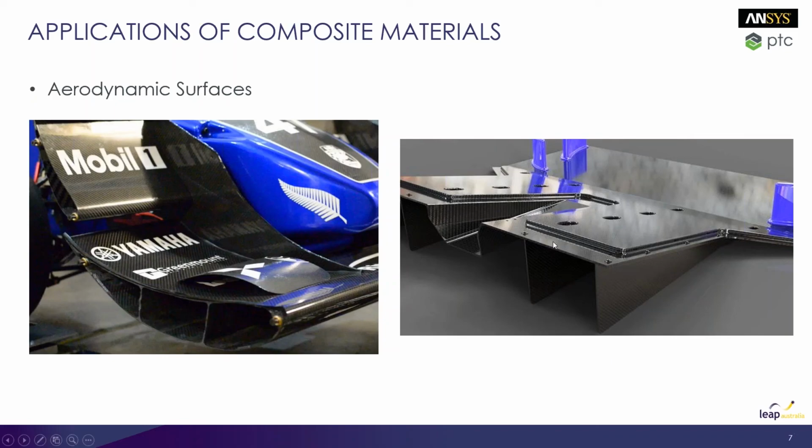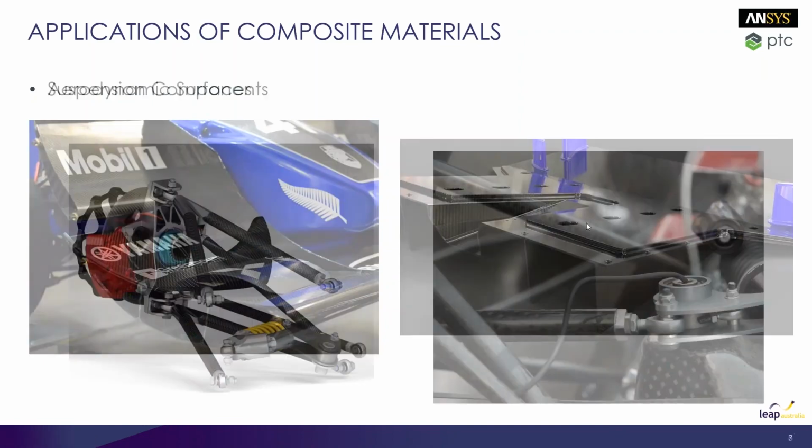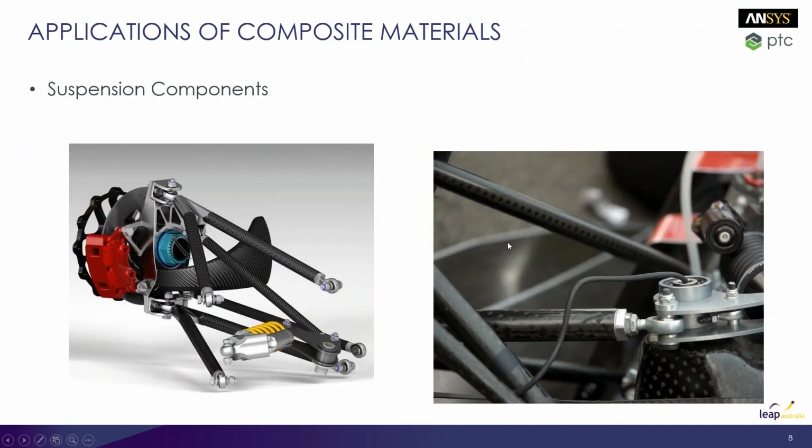So this is just a front wing and then also a rear diffuser, and you'll notice that this rear diffuser actually has some sandwich panels built into it, which is another really big benefit of composite materials.